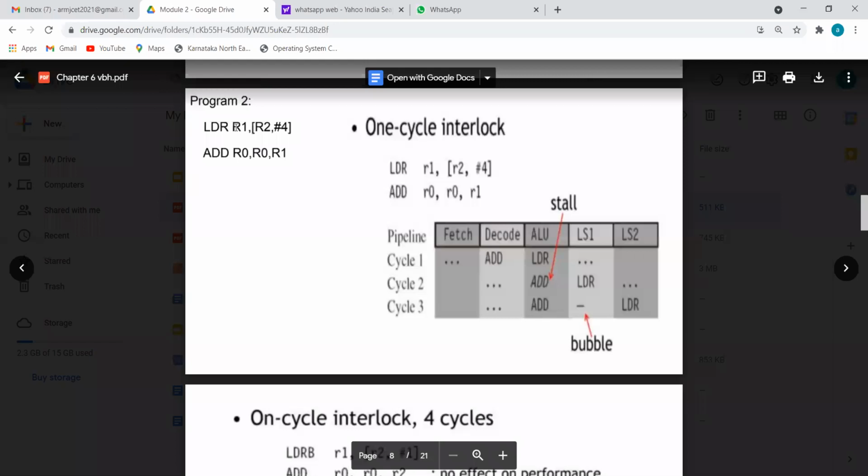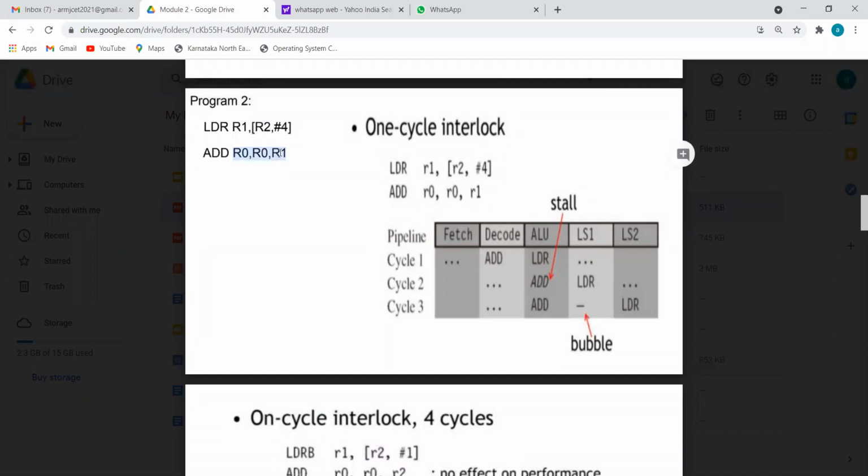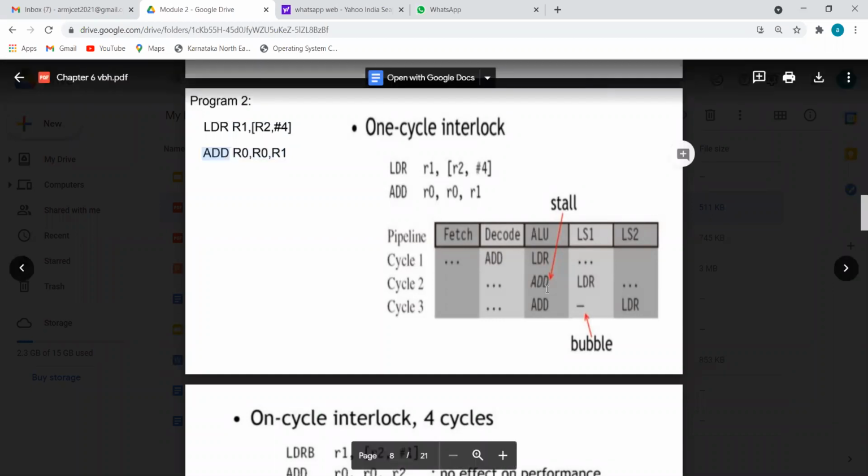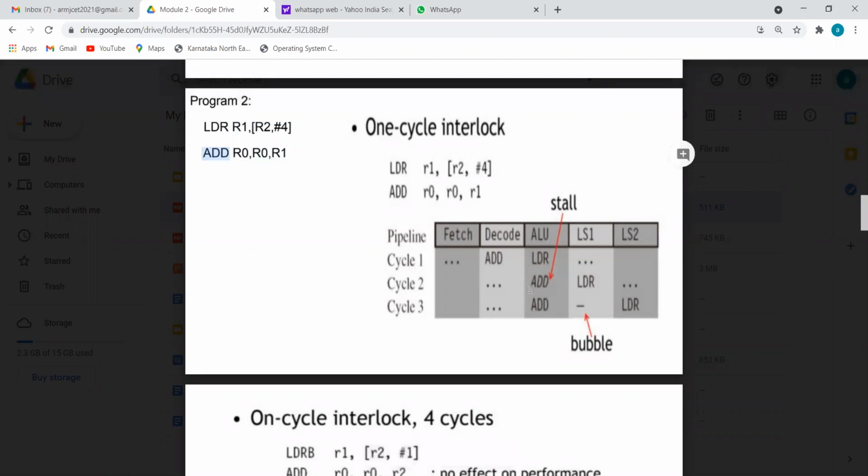Whatever delay we are getting by one instance, that is compulsory for me to finish. So what I have to do, I cannot do the add here, because I am not getting the R1 value at this vertical column. I am getting it here. If I am getting it here, I will get it here.